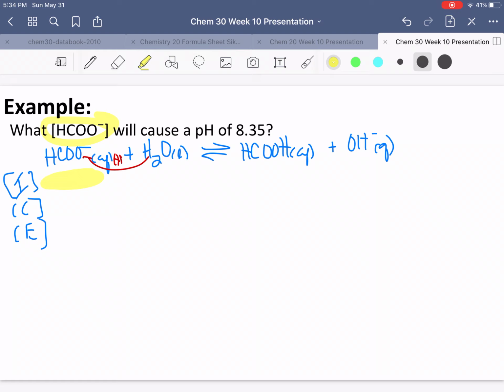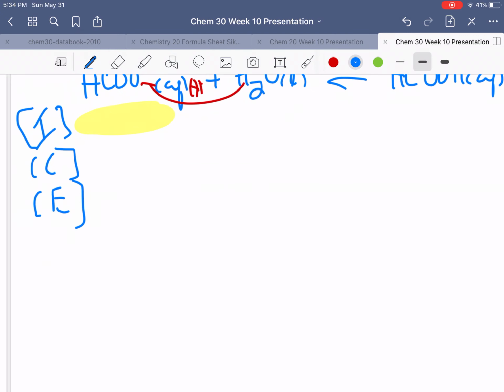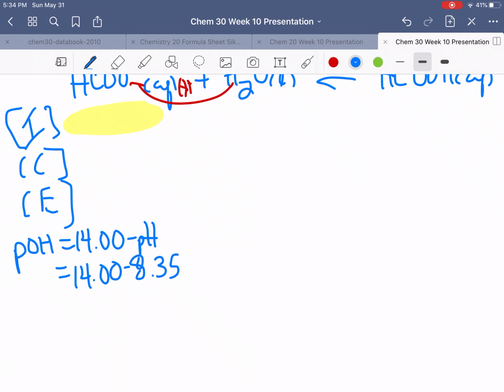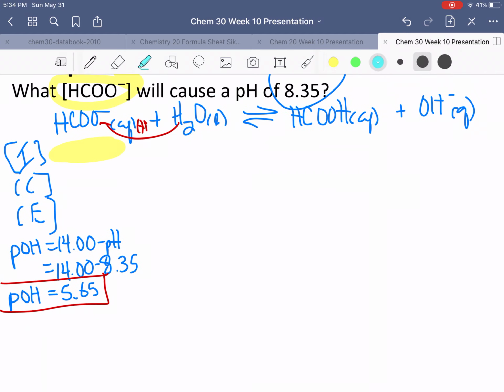How are we going to do this? Well, let's just start going through the process. All that we know in this question so far is the pH. That's all we've got. Now, how is that useful? Well, as long as you've got pH, you can easily get pOH. 14.00 minus the pH is 14.00 minus 8.35. We now know that we have a pOH of 5.65. And that's super useful. As soon as you have the pOH, you can get the hydroxide concentration. And it's going to be the hydroxide concentration at equilibrium.